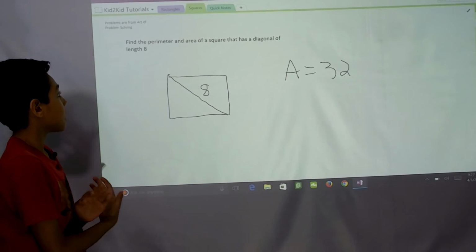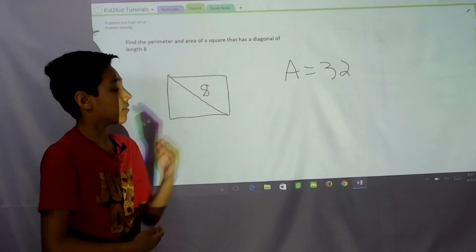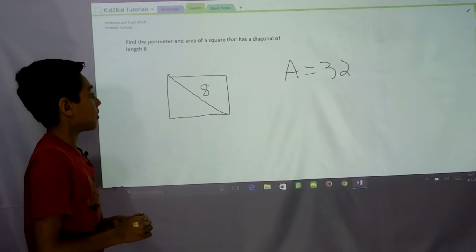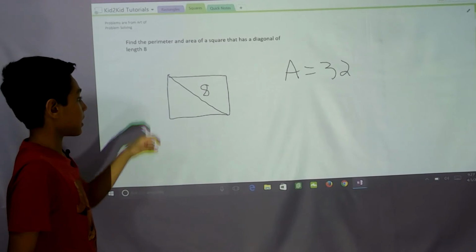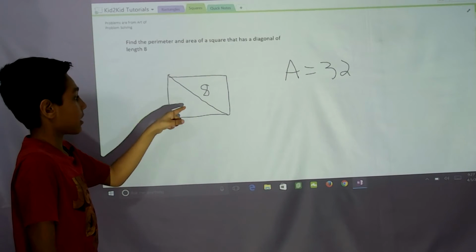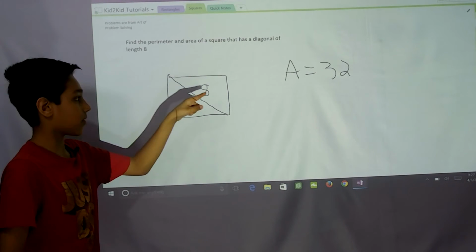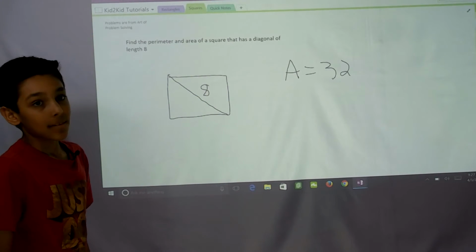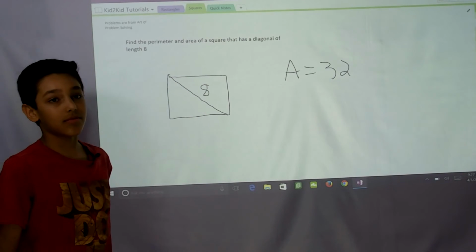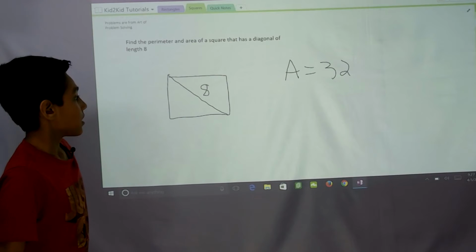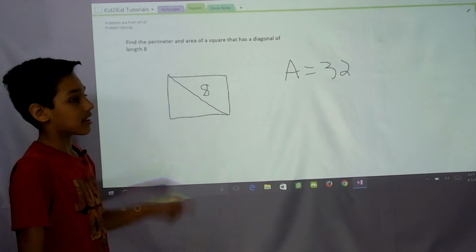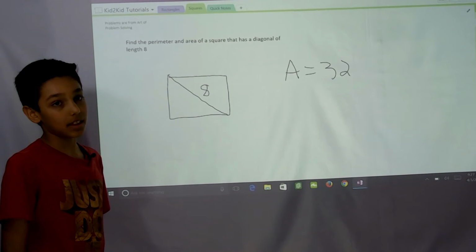Now, A stands for area, which equals 32. Now to find the perimeter, we know that this diagonal cuts the square and divides it into two 45, 45, 90 triangles. So since we know the proportional side lengths of a 45, 45, 90 triangle, we know that the side is the diagonal divided by the square root of 2. So 8 divided by the square root of 2.